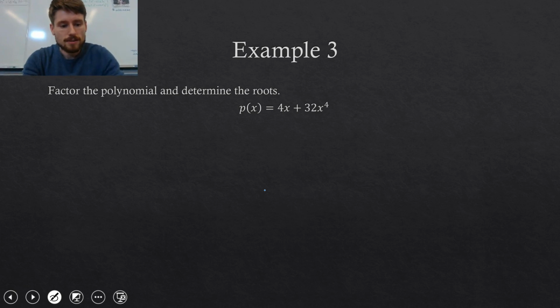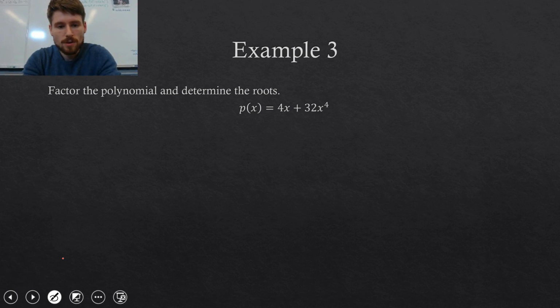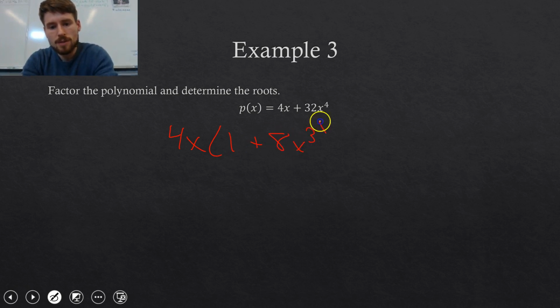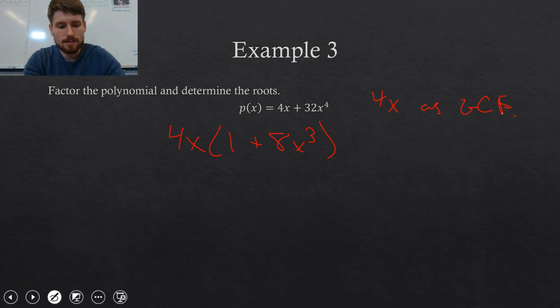So let's go ahead and factor this one out. I'm going to always do greatest common factor first. So we're going to do 4x is the greatest common factor. I am left with 1 plus 8x cubed. The 4 divides both 4 and 32. I see an x in both places. The highest power of x that's common is x to the 1. And so I'll pull out 4x as the GCF. GCF. F over here. Not E.